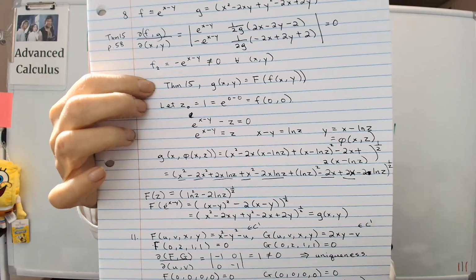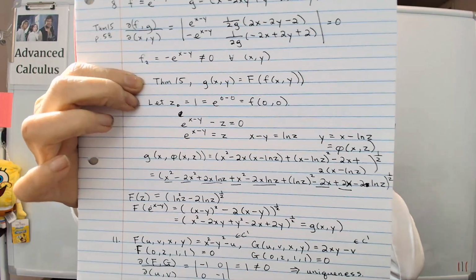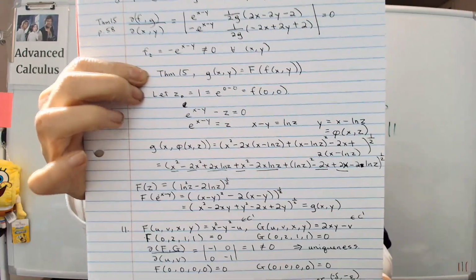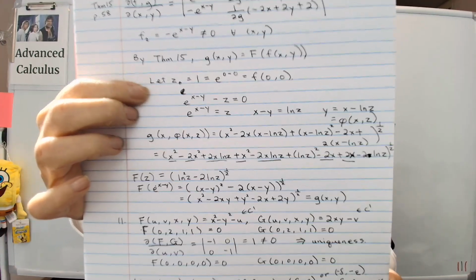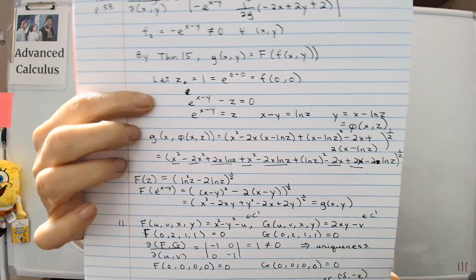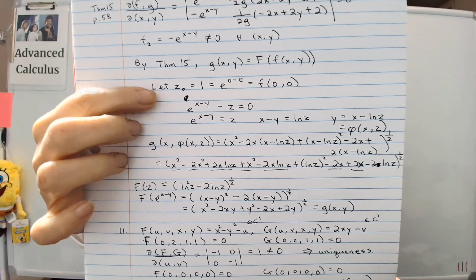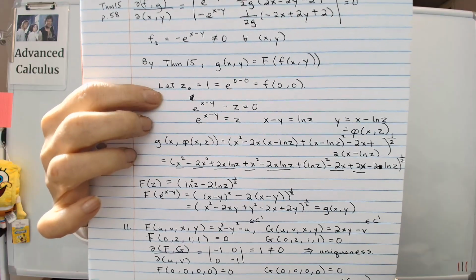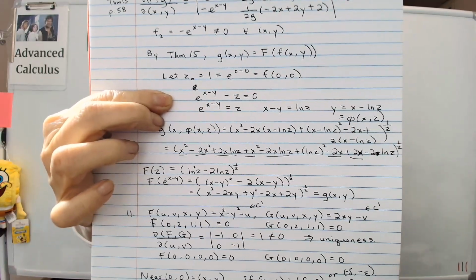By theorem 15, actually, g is a function. Big G and f are related by the big F. So the next step, we'll follow the rules to pull this out. To do that, we will pick a point, which is 0, 0, and 1, just because we need a point for the theorem.